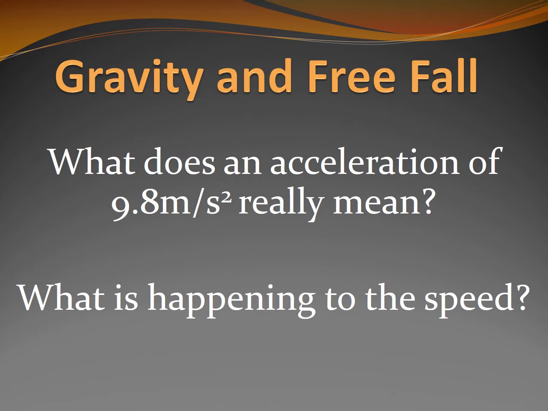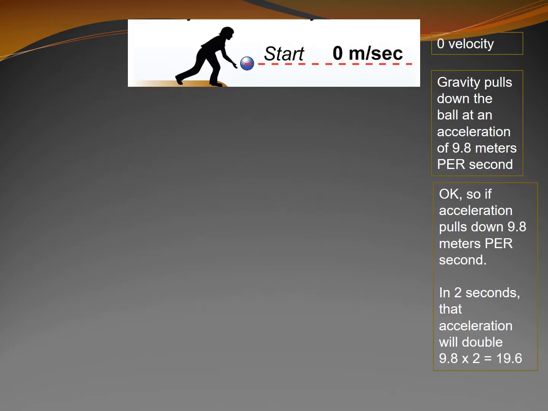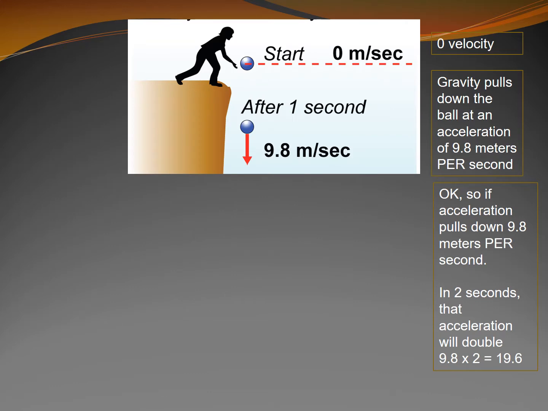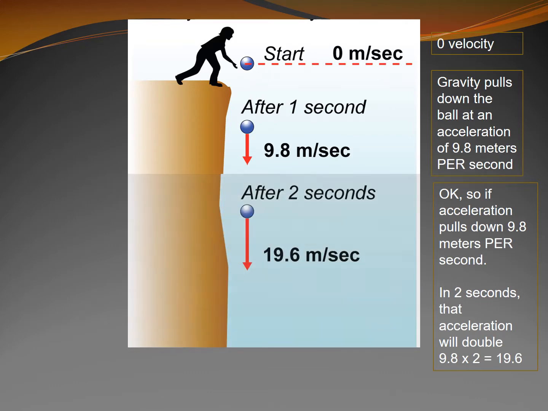So what does an acceleration of 9.8 meters per second squared really mean, and what is happening to the speed? So let's say, for example, you start throwing a ball off a cliff and your velocity is 0 meters per second. As gravity pulls down at an acceleration of 9.8 meters per second, in 2 seconds that will double. 9.8 times 2, 19.6.